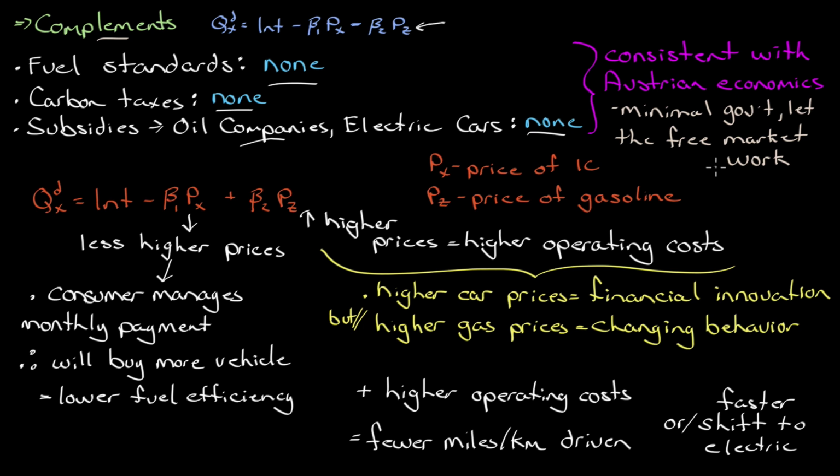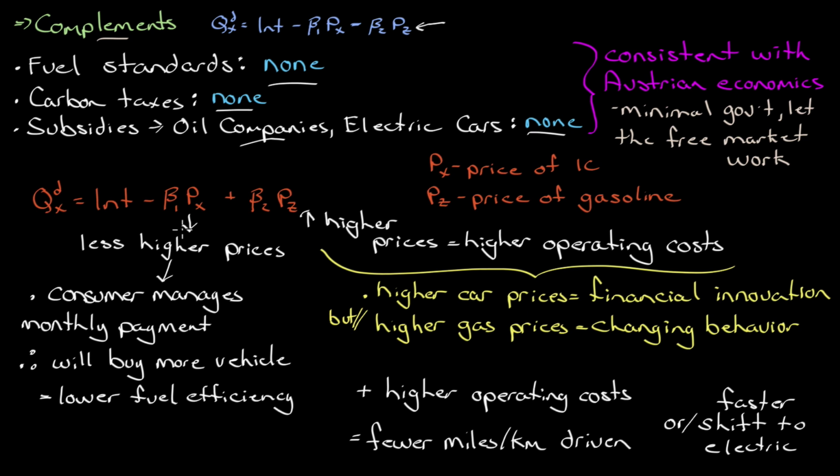Well, let's see how this is going to work. Here's our formula again, quantity demanded of internal combustion engines. Notice we have our negative coefficient in front of the price of internal combustion engines, and we have a plus sign in front of the coefficient for the complement, which is gasoline in this case. PZ is the price of gasoline. So all of this will actually lead to less higher prices for vehicles. I'm not going to say lower prices, because the price of vehicles have never actually gone down like they do with computers and televisions. They always go up. But it'll be less higher prices.